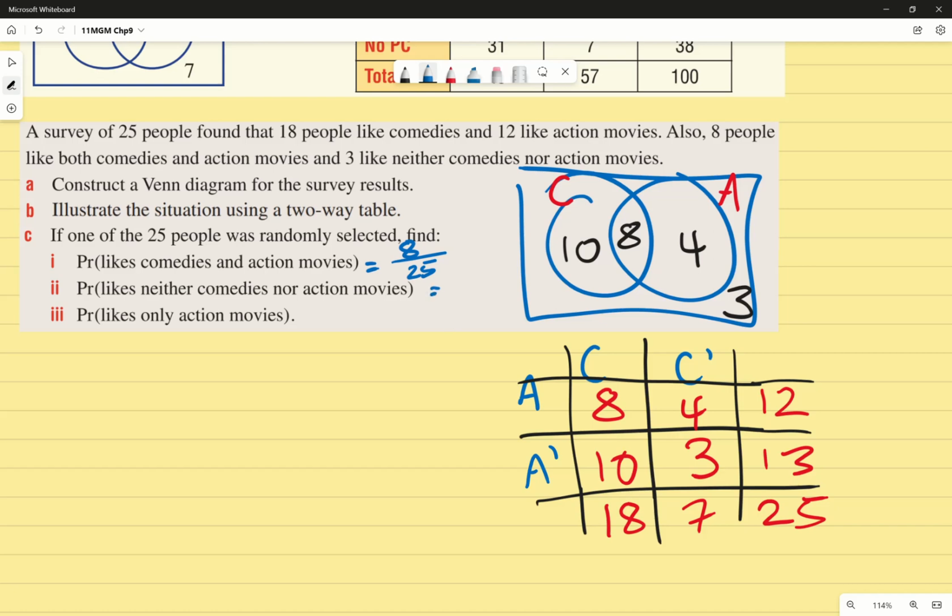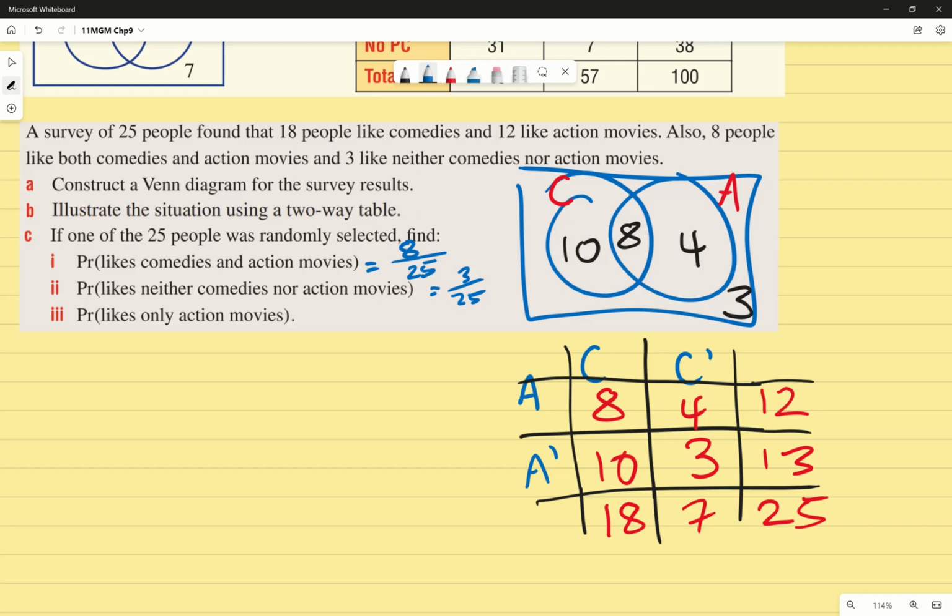Let's look at the second one. Probability that likes neither comedies nor action. So again, I'm going to look at my Venn diagram. You can look at the table if you'd like. I'm going to say that neither comedy or action is going to be 3. Again, over a total of 25. That total does not change.